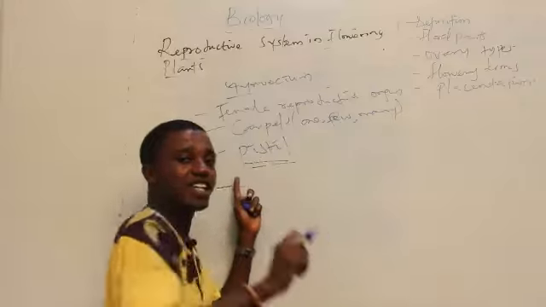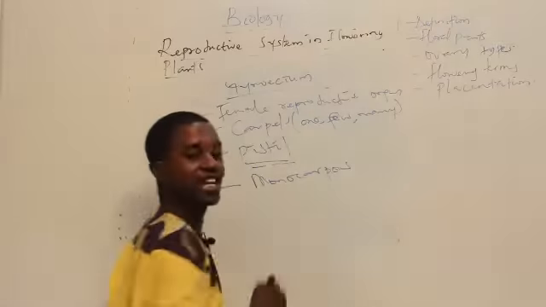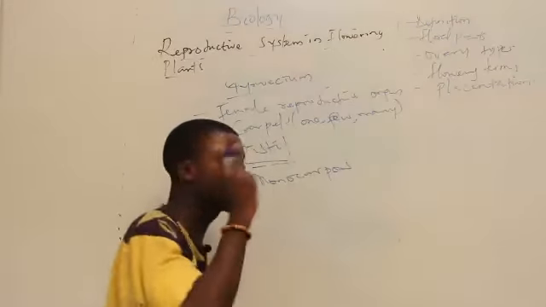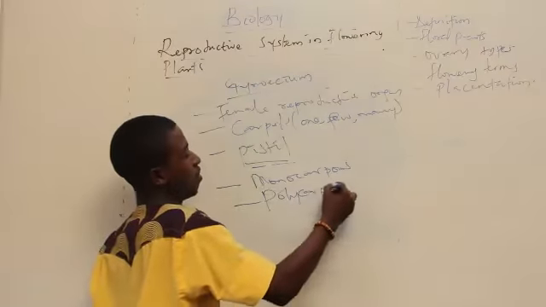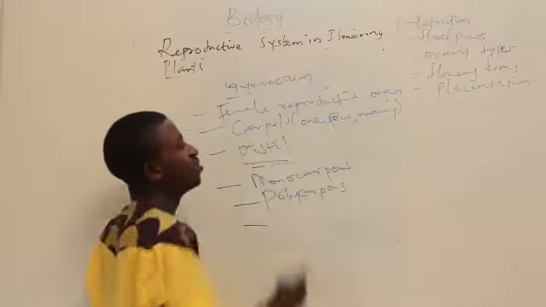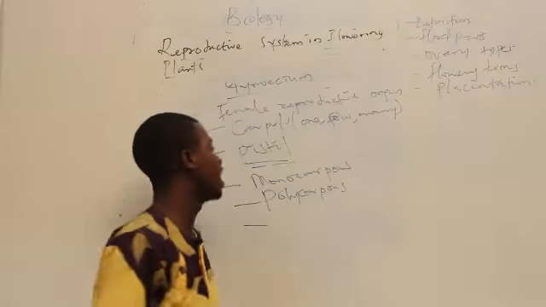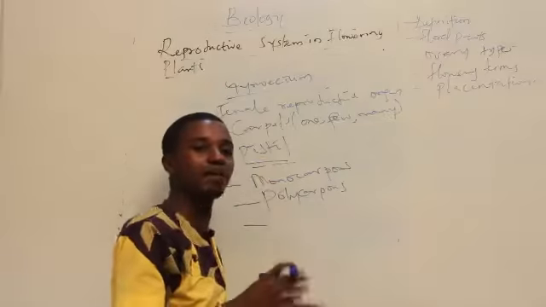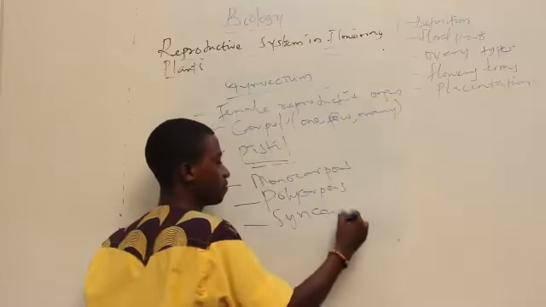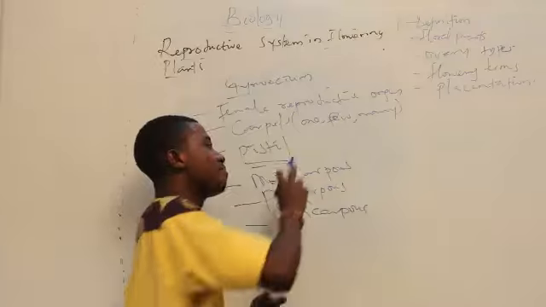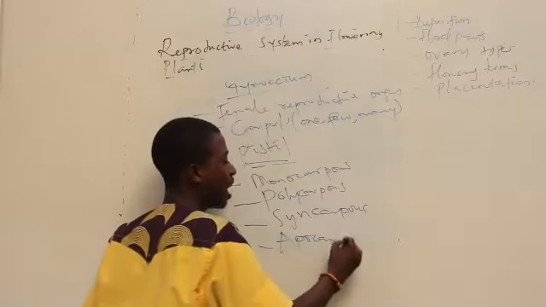Now, a pistil having only one single carpel is called monocarpous. A pistil having 2 or more carpels is called polycarpous. Now, in some cases, you might get to see a pistil having carpels that are fused together. They are not separate, they are fused together, and we call them syncarpous. And lastly, you might get to see a pistil that has carpels that are free. They are separate, and we call them apocarpous.